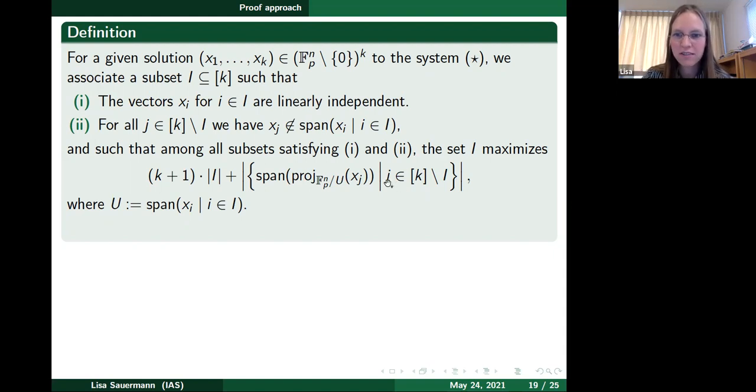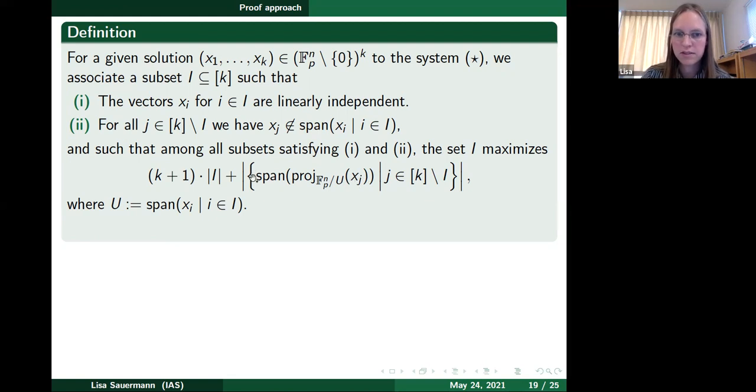So for all indices j which are outside I, we consider the projection of the vector xj into the quotient space, where we divide the total space F_p^n by the space U, which is the span of these xi's. So U is the span here, and these xj's by this condition don't lie in the span. So this projection of xj into this quotient space is some non-zero vector in the quotient space, and that means its span is a one-dimensional subspace of this quotient space.